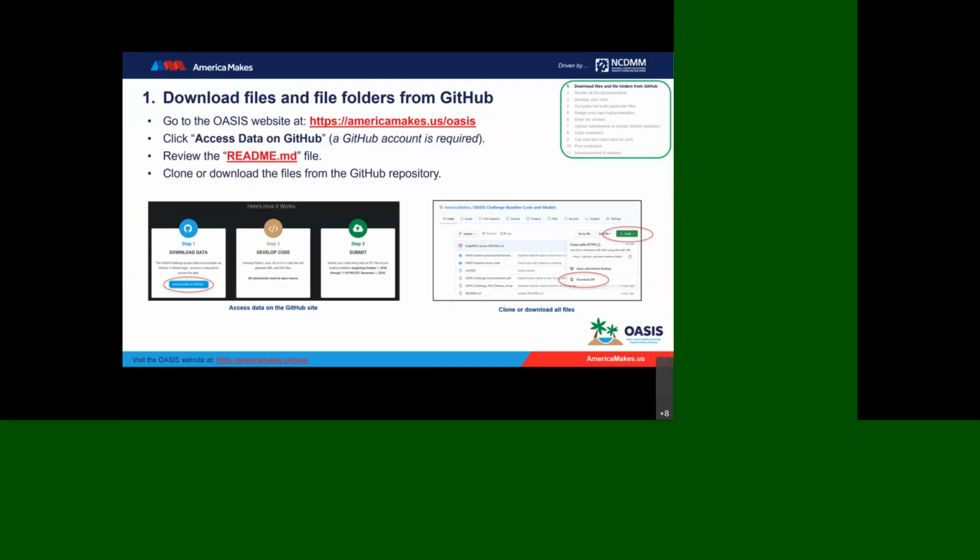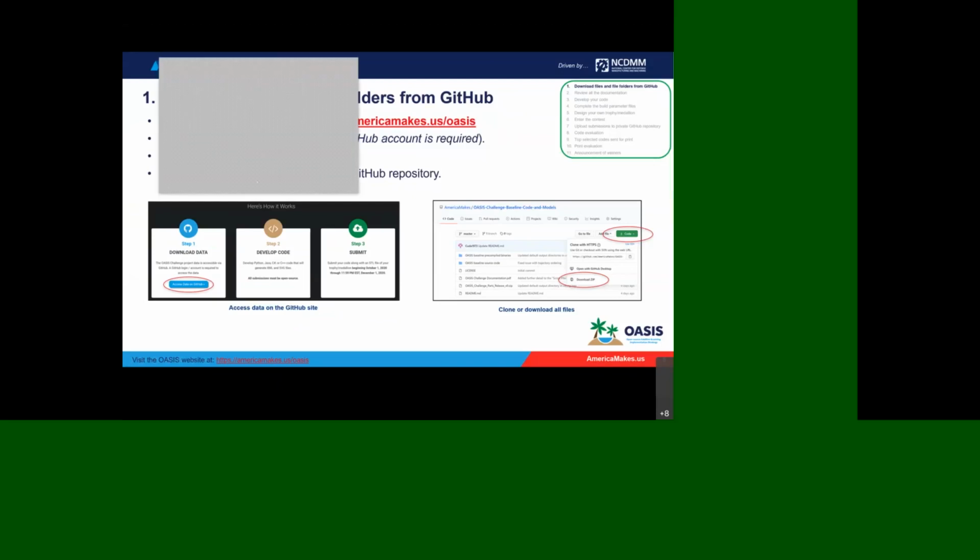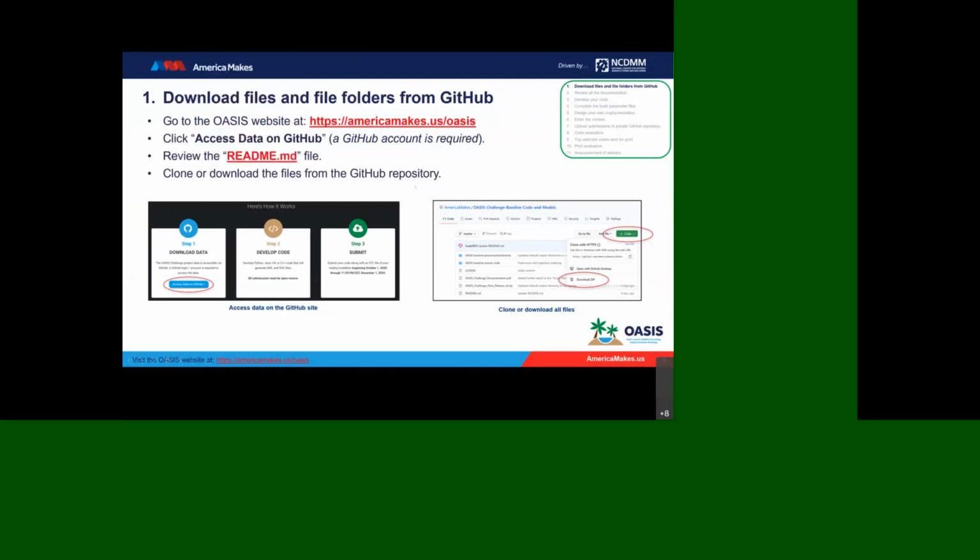The Readme file also has the basic instructions as far as what you need to do to just get going with the challenge. What you'd want to do is clone or download the files from the GitHub repository. You want to go to the green code button that I have circled here in red, and then download a zip file. Once you download that zip file and unzip, all the folders and everything will be there for you.